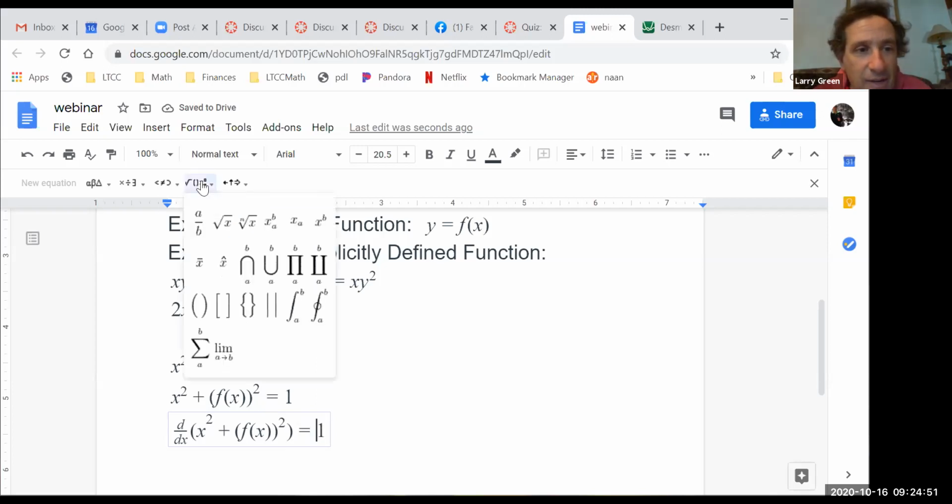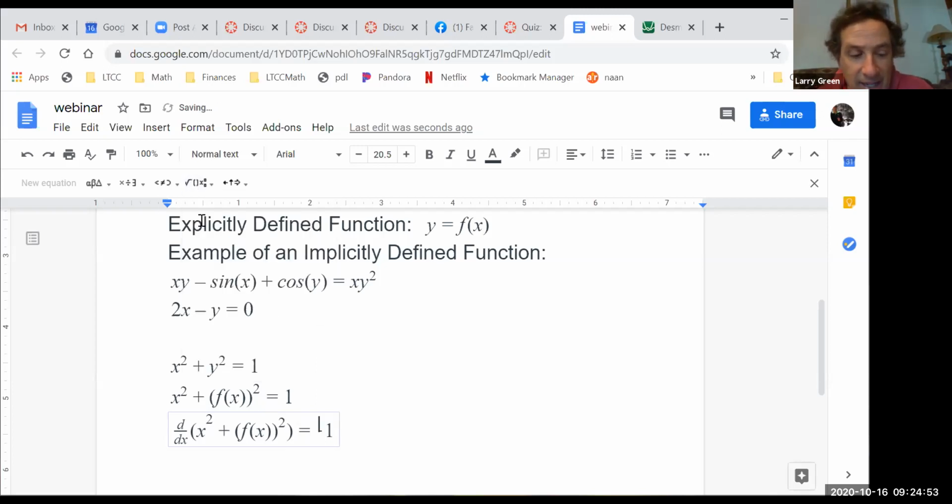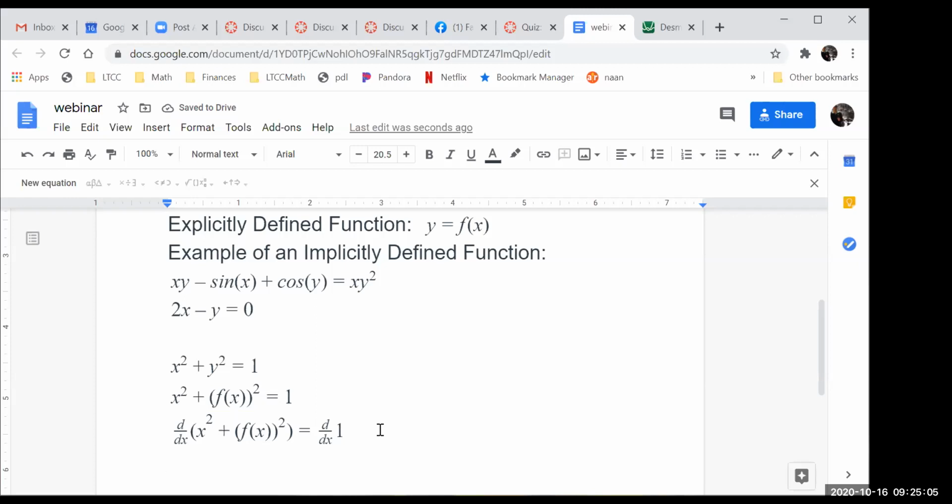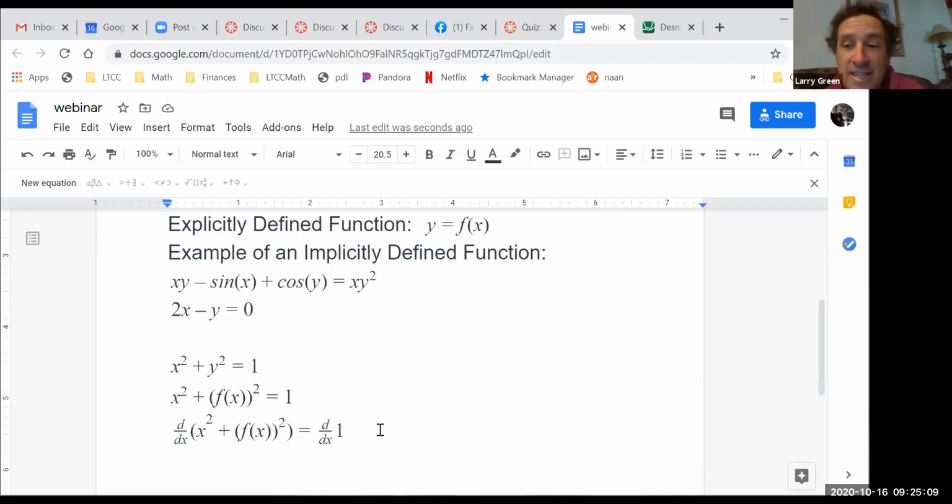So I get d over dx of the left-hand side equals d over dx of the right-hand side. Any questions on that? Okay, this is called implicit differentiation, by the way, if you want to know a word for it, but I'll write it down in a bit. So this is implicit differentiation. And let's do the easy one first.